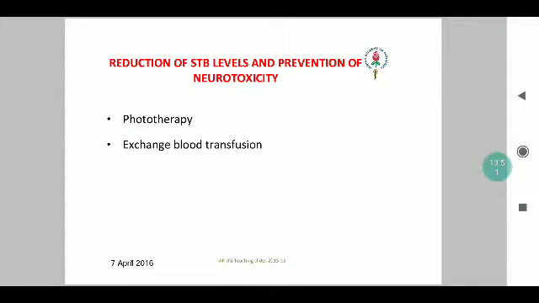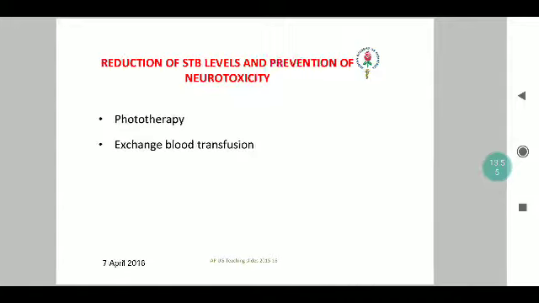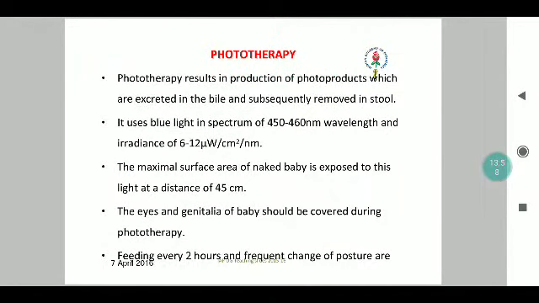Now, to prevent neurotoxicity, there are 2 interventions we commonly go in for. One is phototherapy and one is exchange transfusion. Now, phototherapy is basically because of the reduction of bilirubin levels by photooxidation of the bilirubin. This photooxidation results in excretion of the bilirubin into the bile, and subsequently it is removed through the stool. The babies are generally kept in blue light in the spectrum of 450 to 460 nanometer wavelength with an irradiance of 6 to 15 microwatt per centimeter square per nanometer.